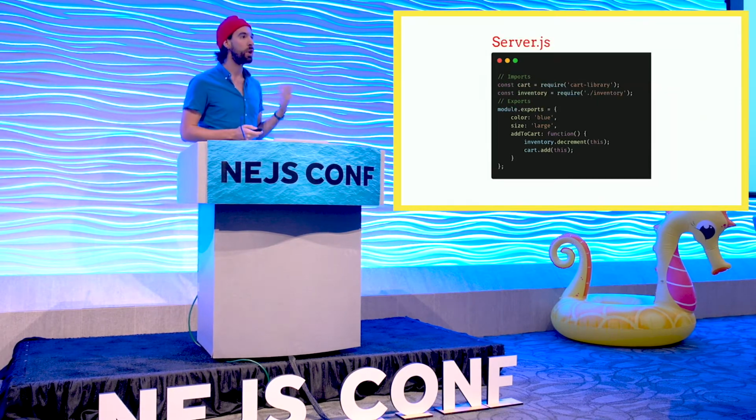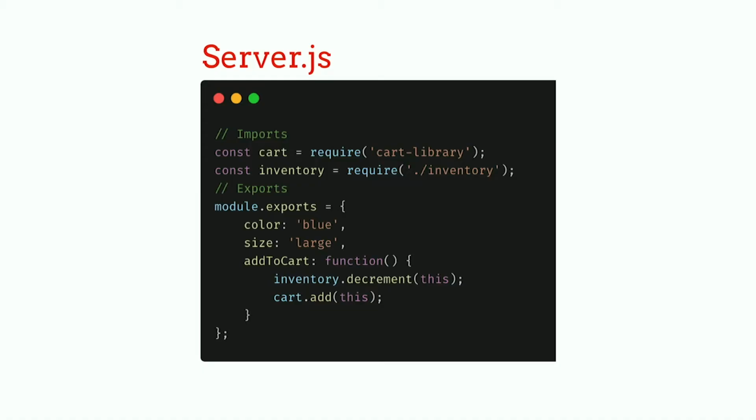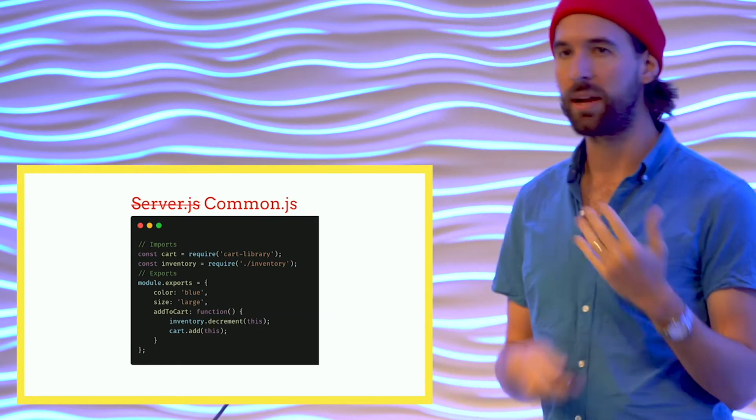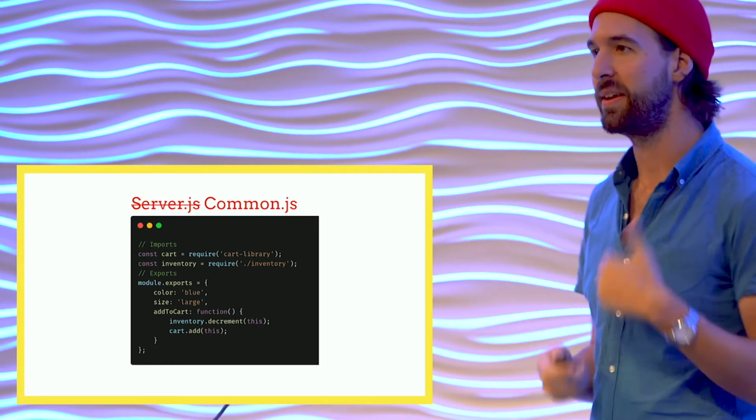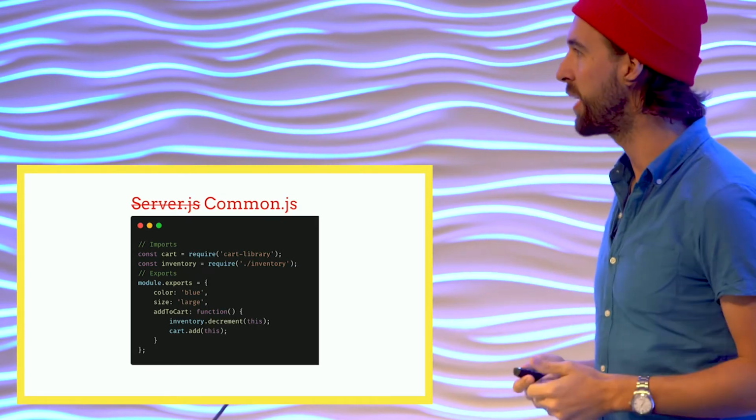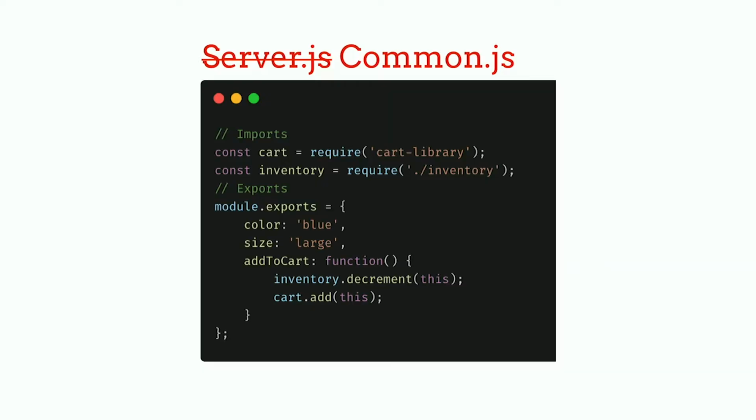Around that time, Node was getting started, and they were championing something else. They were championing something called server.js, which was later renamed to CommonJS. So this is a little less boilerplate, a little more straightforward. You require your dependencies, and you attach your exports to a module object. This was really cool. They really liked it. It worked really well. It was a little bit more simple and straightforward.